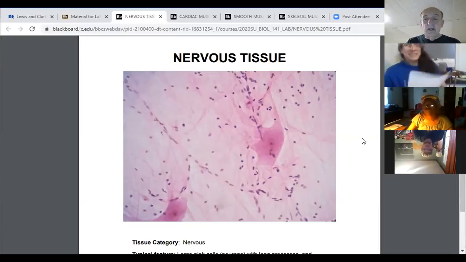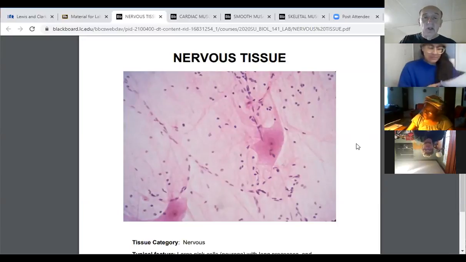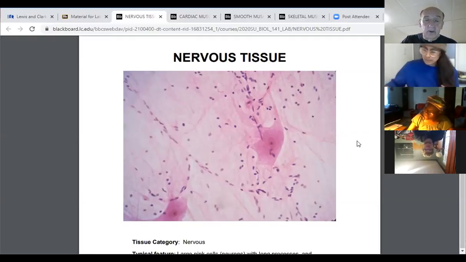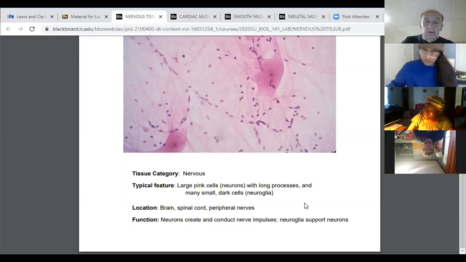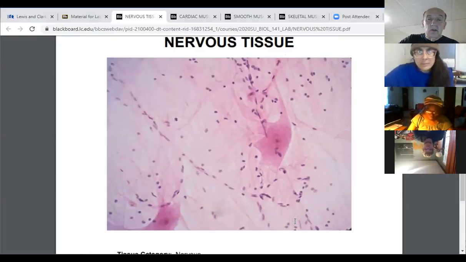The two cell types that make up the nervous tissue are really well illustrated on this image. And I'm going to scroll this up for the first few seconds. So neurons and neuroglia are typical features. And in the function, we are going to separate neurons and neuroglia. So let me see if I can do another Zoom session here.